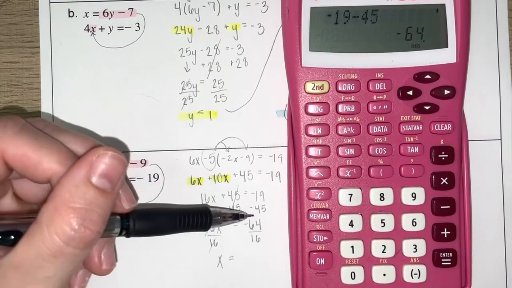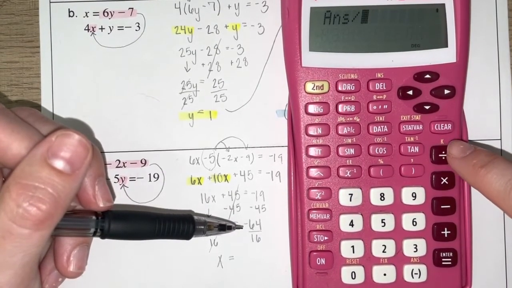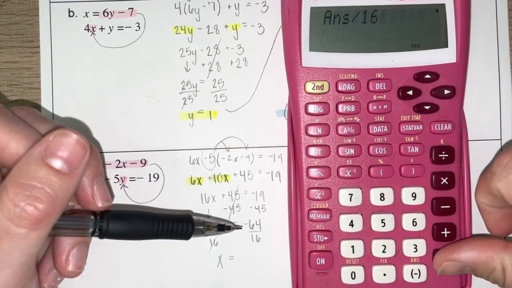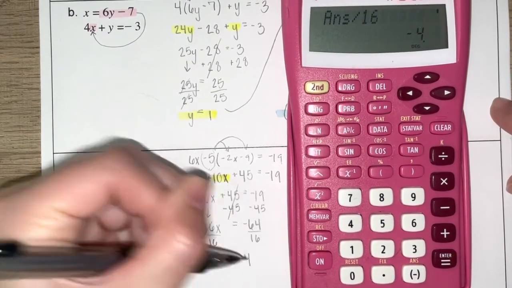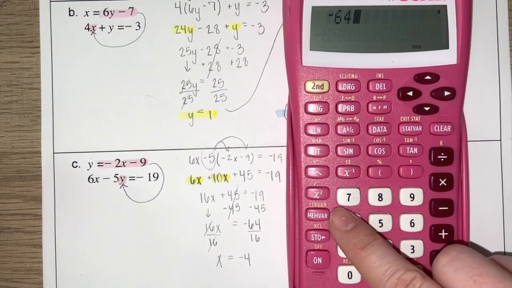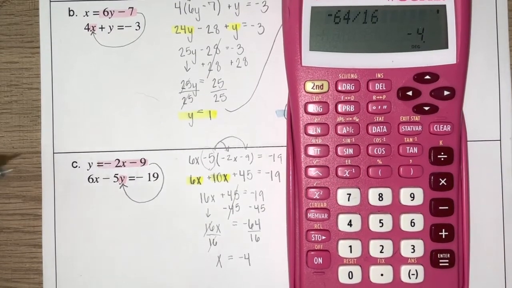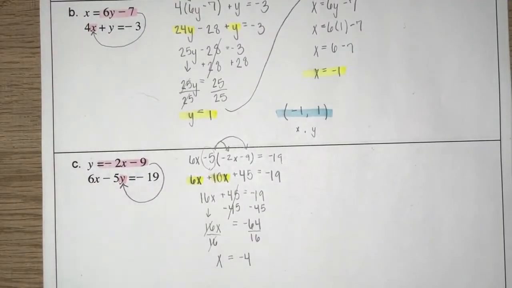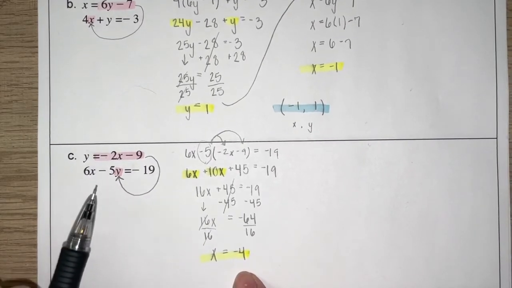You can also do this in the calculator. I already have the negative 64 up there. So I can just hit divide by 16. So negative 64 divided by 16 is negative 4. And if you didn't already have the negative 64 up there, you just do negative 64 divided by 16. And then we're good, negative 4. So we ended up with x equals negative 4, but we still need to find the y value that goes along with that. So we can take that x equals negative 4 and substitute it into one of the original equations and solve for y.